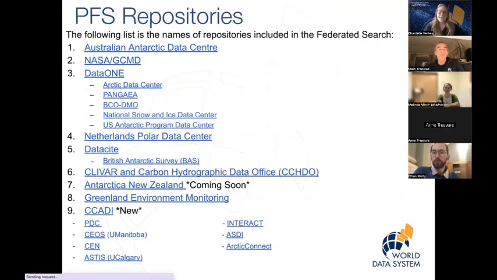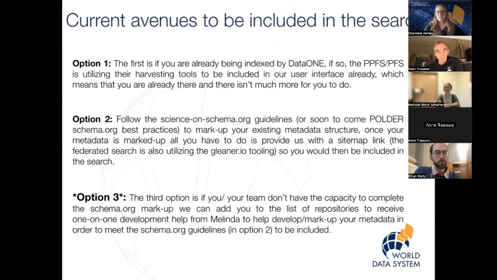As of right now, I believe it's 19 actual repositories indexed into the federated search. 4 of those are aggregators, so our GCMD, DataONE, DataSite, and CCADI. But in total, I think we're at about 19 repositories and hopefully more after today. And then we have 3 current avenues to be included in the search. The first one is if you're already indexed by one of the aggregators, you are getting funneled into the federated search. So you're there, you're done, which is great.